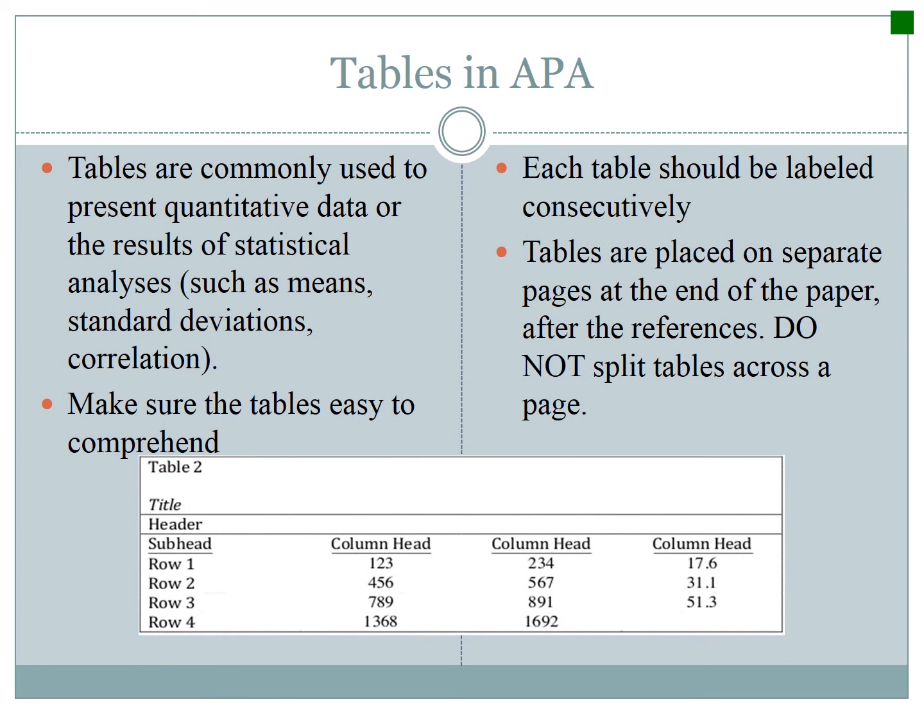Tables in APA. Tables are commonly used to present quantitative data or the results of statistical analysis, such as means, standard deviations, correlation. Make sure the tables are easy to comprehend. Each table should be labeled consecutively. Also, tables are placed on separate pages at the end of the paper, after the references. Do not split tables across a page.